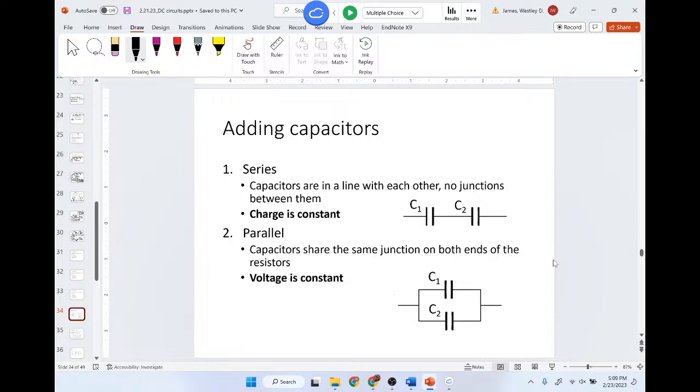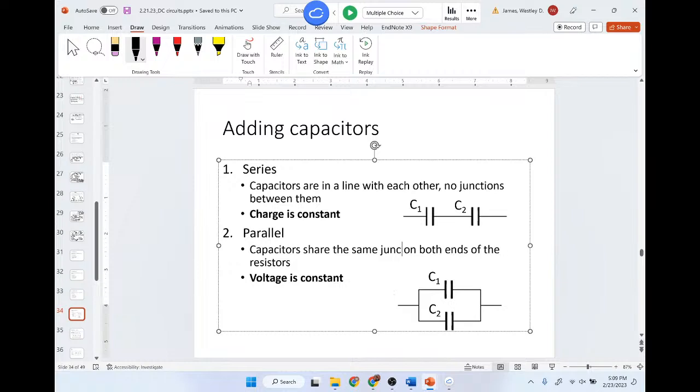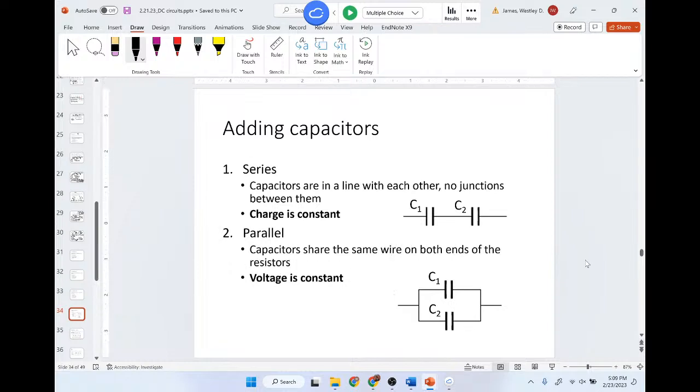Capacitors, instead of current being constant, charge is constant in series. In parallel, voltage is still constant for the exact same logic. So, when capacitors are in a line with each other, aka series, there's no junctions, charge is constant. When they share the same wire on both sides, I'll try to use that terminology more, they're in parallel, and the voltage is constant. I consider this all just like one wire, even if that wire splits up.